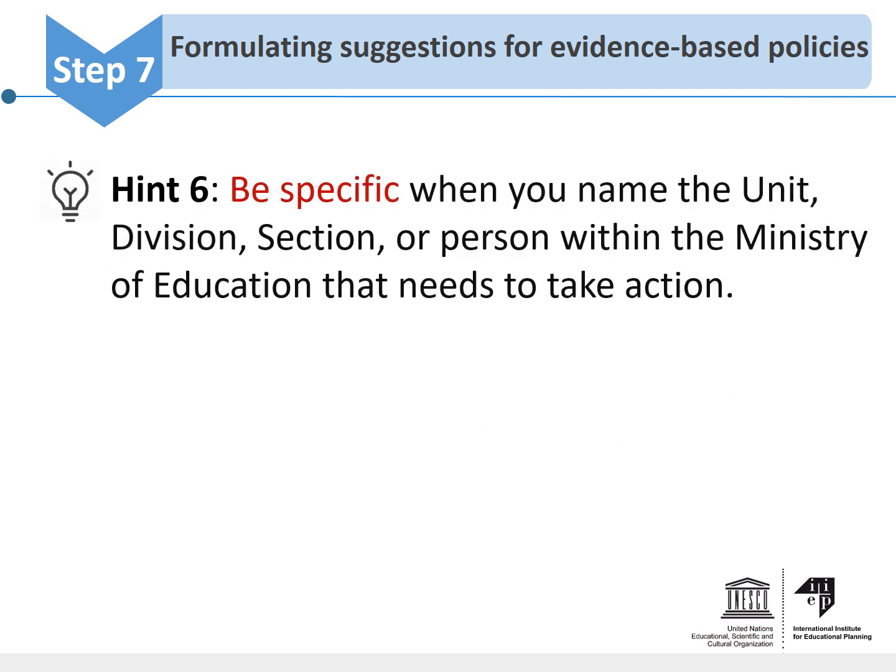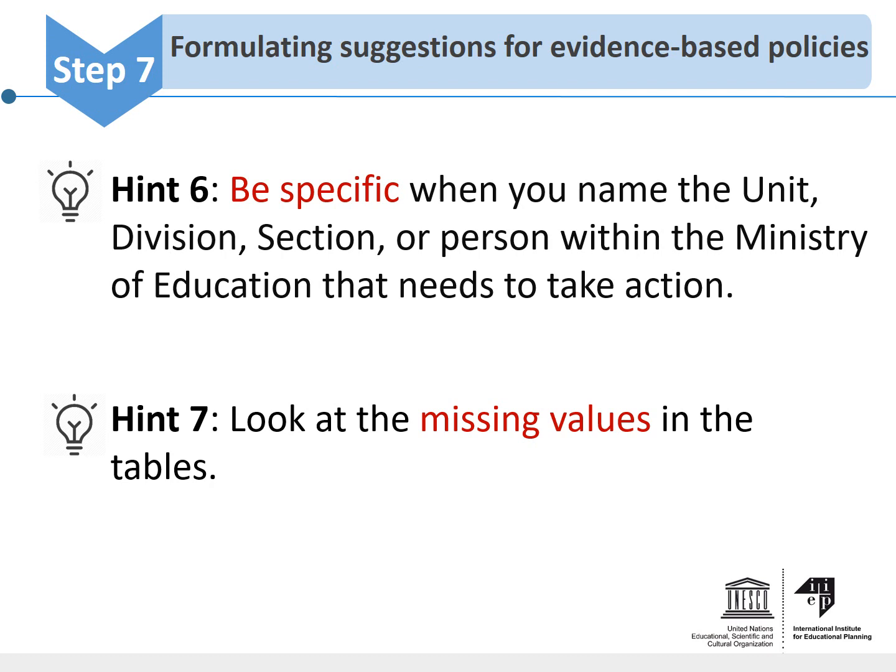Hint 6. Try to avoid overuse of suggestions for evidence-based policies where the ministry or the government is named as the responsible person or unit. This is far too general, and therefore makes such policy suggestions easy to ignore. Instead, be more specific so that pressure is placed directly on the unit, division, section, or person within the Ministry of Education that needs to take action.